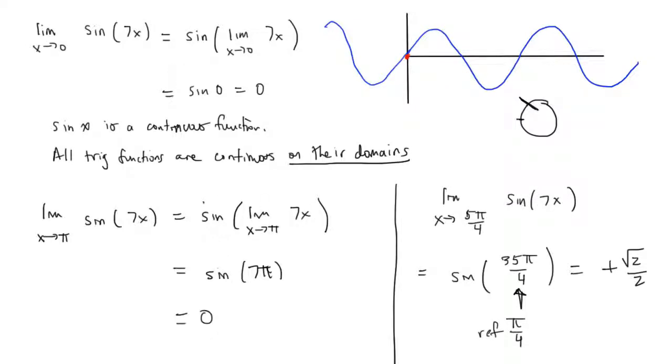Now in class we'll look at slightly more complicated problems where plugging in might give us a 0 over 0 kind of situation, and in those kinds of cases we need to be much more careful.